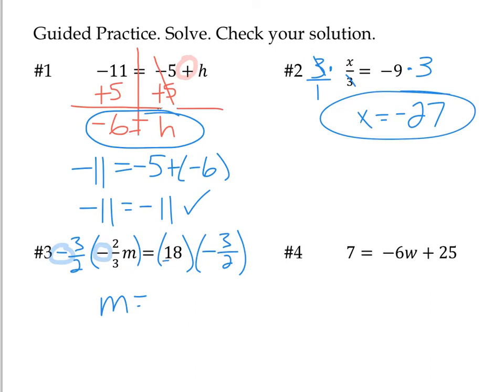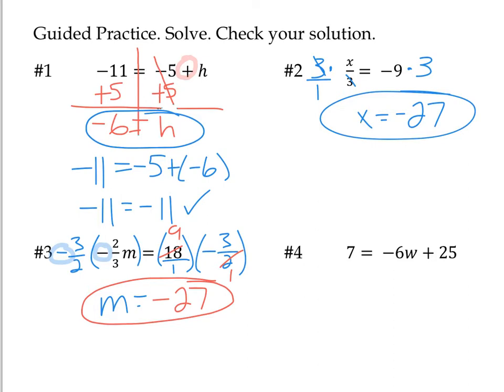If you write this as 18 over 1, then we could reduce these two fractions. That'd be 1 and that'd be 9. And 9 times 3 is negative 27 over 1, which is just negative 27. Right? If you want to use a calculator to do those things, that's helpful as well. That's fine. Make sure you know how to use the calculator to do fractions and things. Okay, we have m equals negative 27.